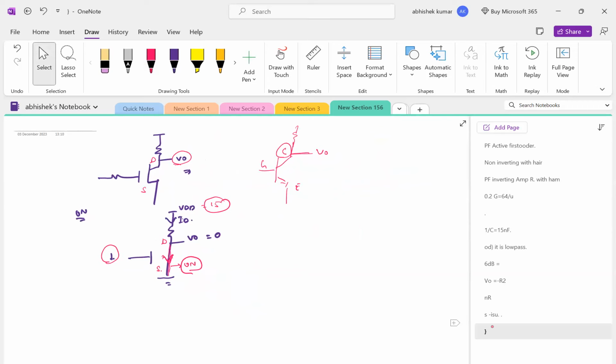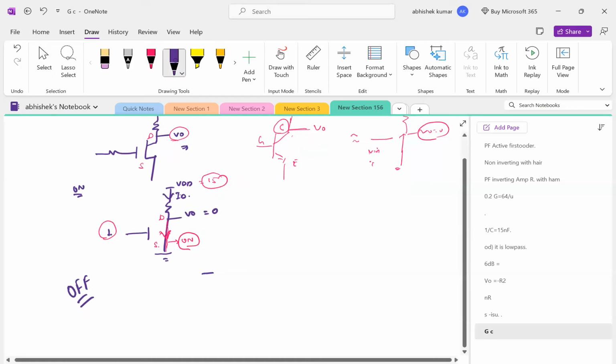In the BJT, we have the VCE value, which was also logically 0. So when we give V input equal to 1, we get output as 0, because it is acting as a switch. And when the switch is in on state, we will get output as 0. Any doubt? No doubt. Okay.